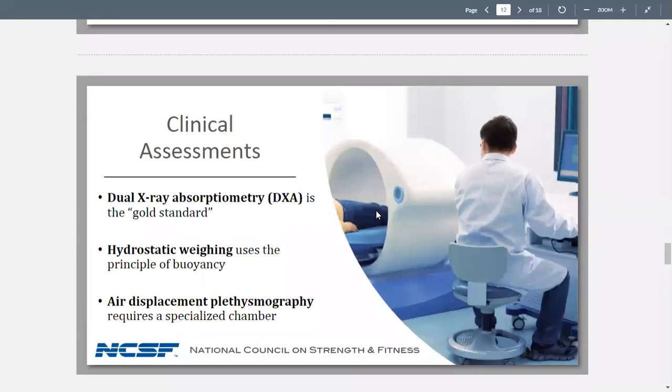For clinical assessments, you can do dual X-ray absorptiometry, or DXA. It's the gold standard. If you really want to determine how much body fat and muscle you have, then you do a DXA. You can do hydrostatic weighing, which uses the principle of buoyancy. It calculates how buoyant you are in this pod, and we actually have one at UNCW at the rec center.